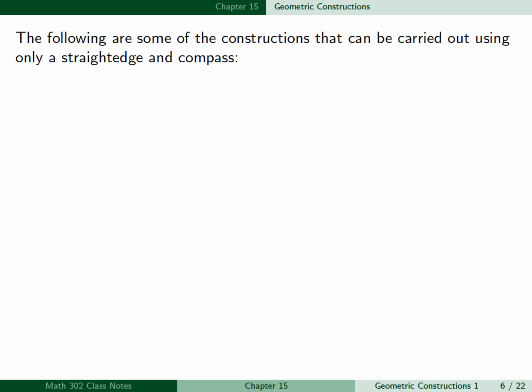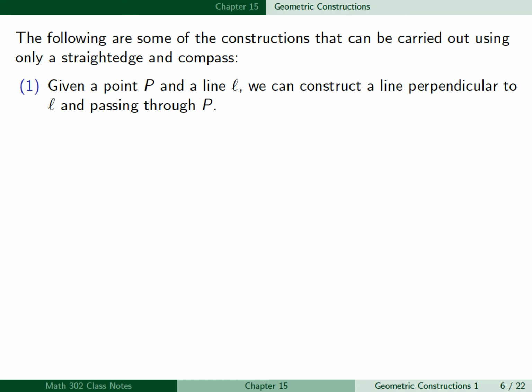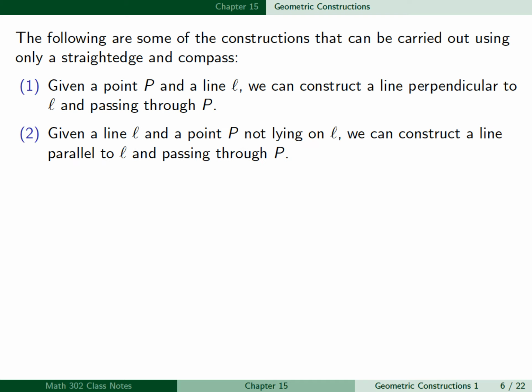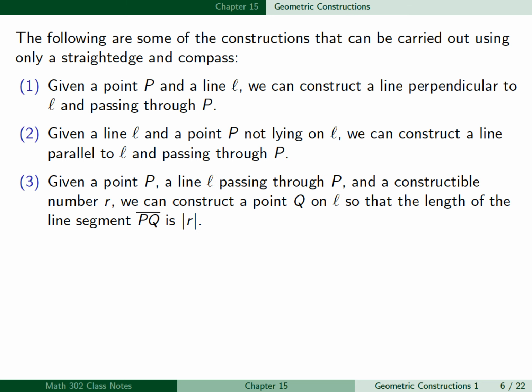The following are some of the constructions that can be carried out using only a straight edge and compass. First, given a point P and a line L, we can construct a line perpendicular to L and passing through P. Second, given a line L and a point P not lying on L, we can construct a line parallel to L and passing through P. Third, given a point P, a line L passing through P, and a constructible number R, which we'll discuss later, we can construct a point Q on L so that the length of the line segment PQ is the absolute value of R.